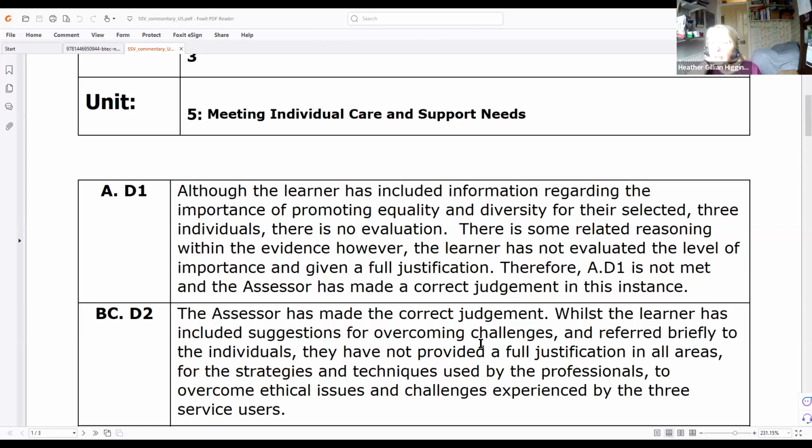So it's important that we want to know not just why, we want to know about how much. Are other factors more important that have affected that service user? Or is it the fact that promoting equality and diversity has helped that person a lot to settle in, to feel they can access the services?